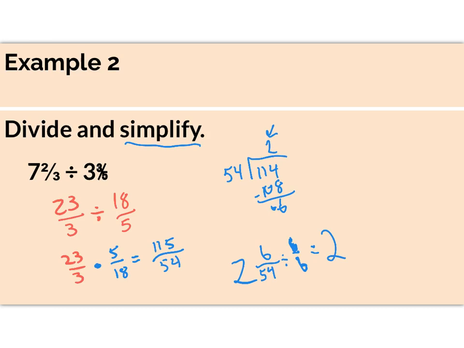So 6 divided by 6 is 1. And 54 divided by 6 is 9. I was thinking about the answer and not the problem in front of me. So I apologize. You have to divide by the smallest number in a fraction. So 2 and 6/54 is equivalent to 2 and 1/9. And I discussed this in a previous video, equivalent fractions.